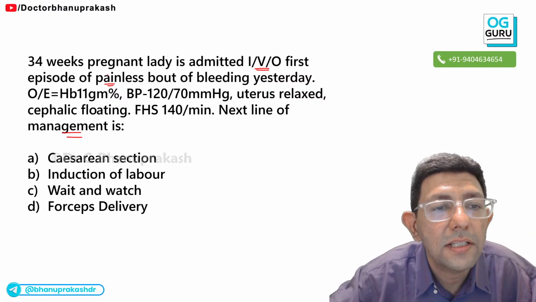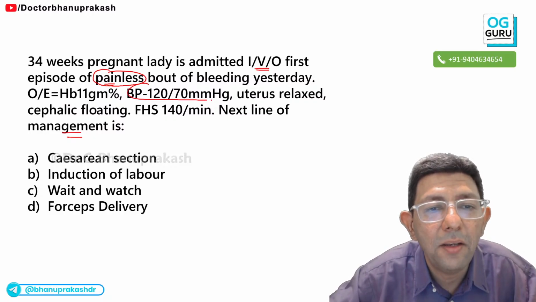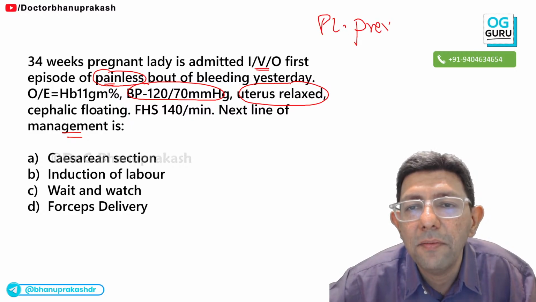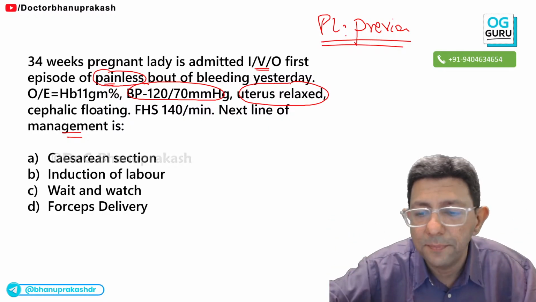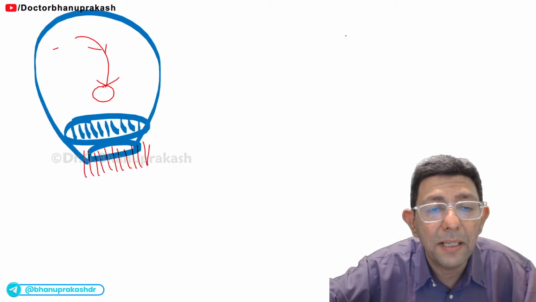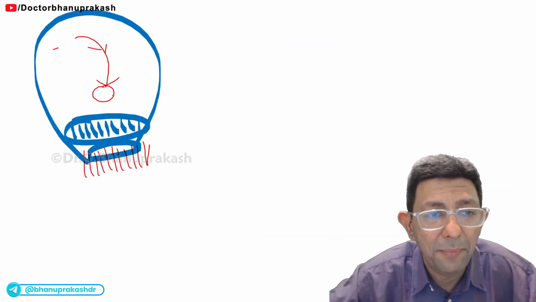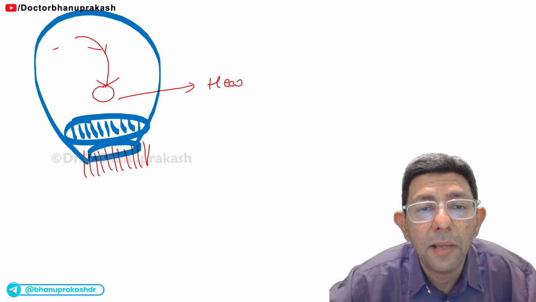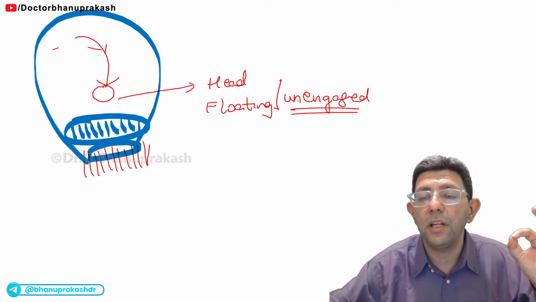So now please understand this. Painless bleeding, BP normal and uterus relaxed. So this is our placenta previa. Both these are extremely important topics for the upcoming FMGE examination. Very good. This is placenta previa. Excellent. And keep in mind, as I told you, the uterus is relaxed. And why is the head floating? See this baby, this placenta prevents the head from coming down or entering the pelvis, and therefore generally in placenta previa the head is going to be floating or unengaged. Unengaged head, as mentioned in the question paper.